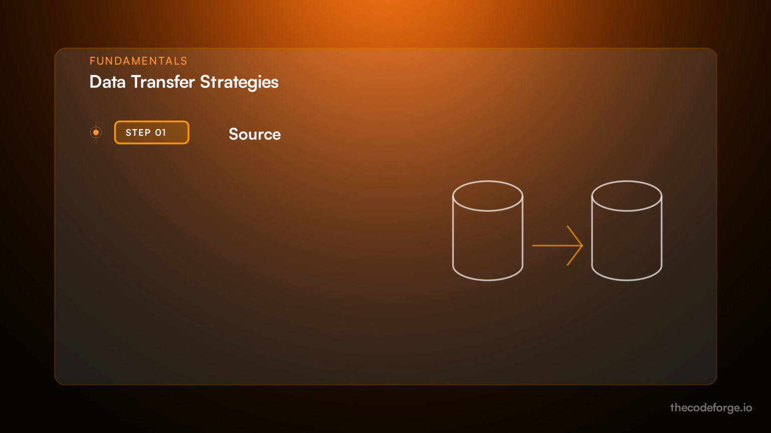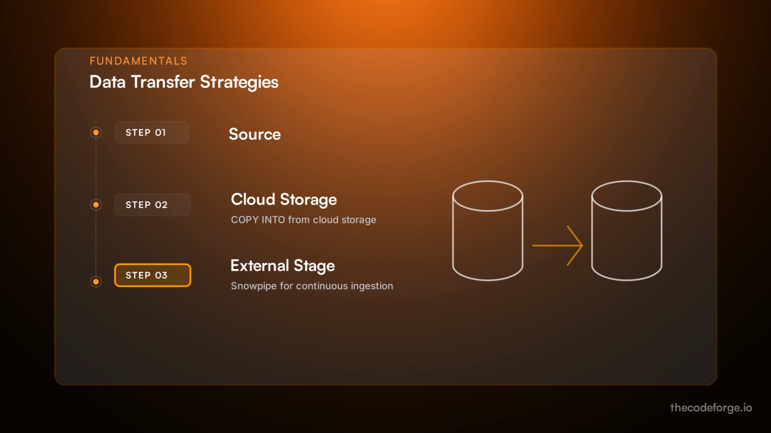Start from your source system, then choose a data transfer method based on volume and latency. Use copy into from cloud storage with external stages into Snowflake tables. For continuous ingestion, use Snowpipe. For additional flexibility, leverage third-party ETL tools.